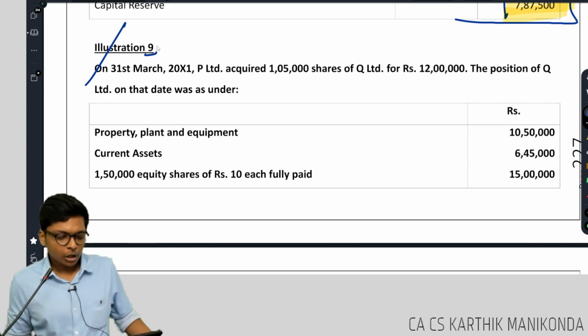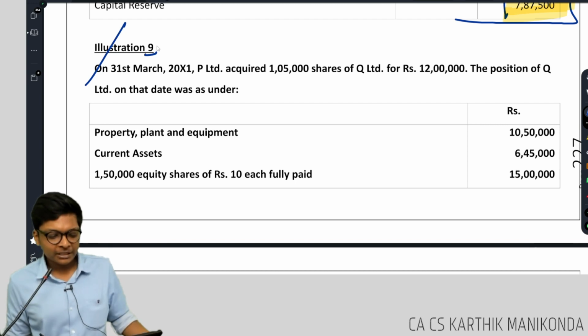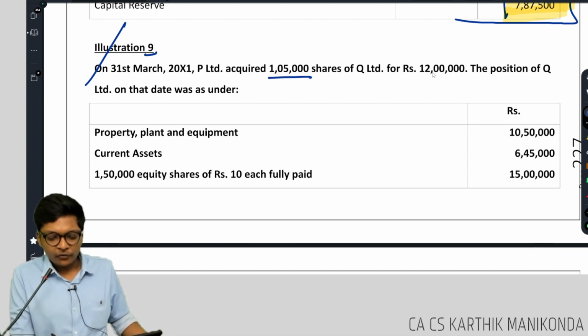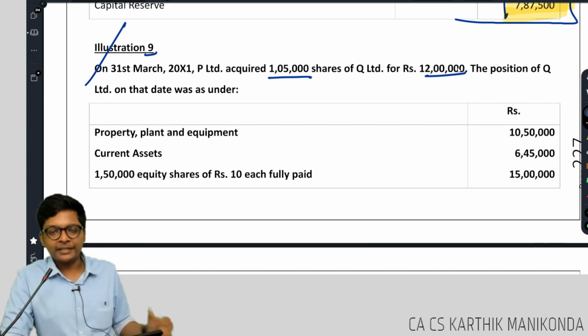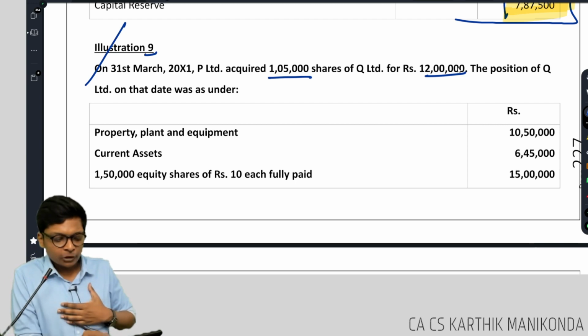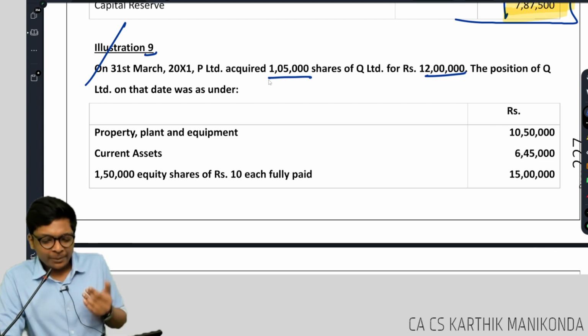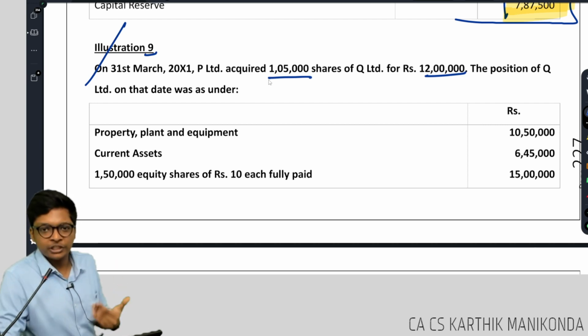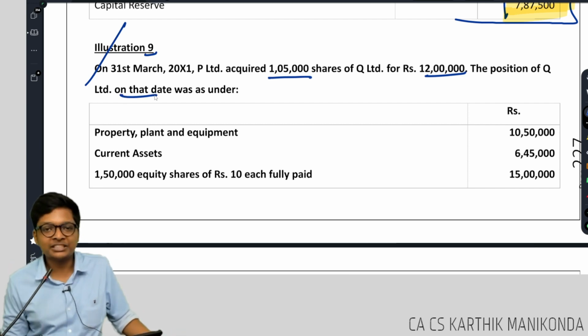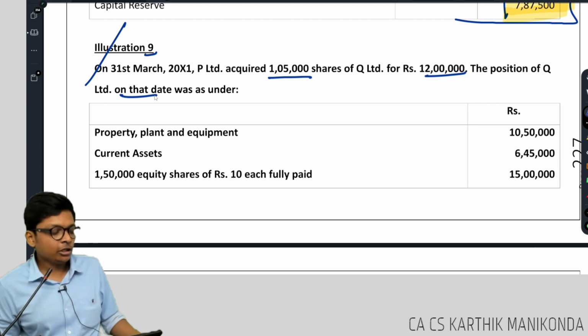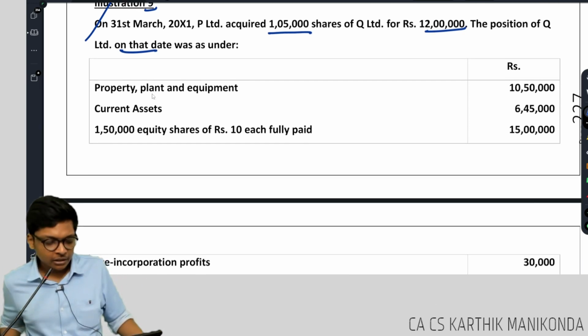Okay. On 31st March 2021, P Limited acquired 1,05,000 shares in Q Limited for a consideration of 12 lakhs. So, what is my cost of investment? 12 lakhs. I purchased how many shares? 1,05,000. Percentage we have to compute. When we read the question, you will get the idea. Position of Q on that date. On which date? On the date of acquisition, as given.